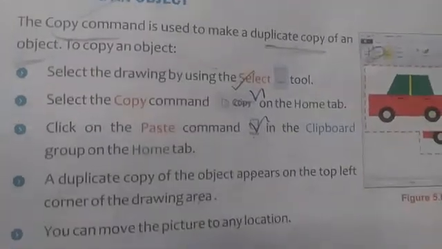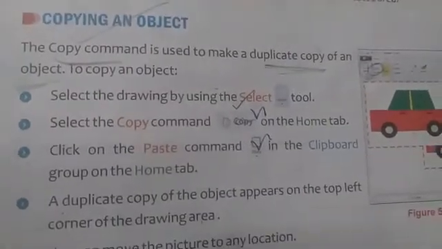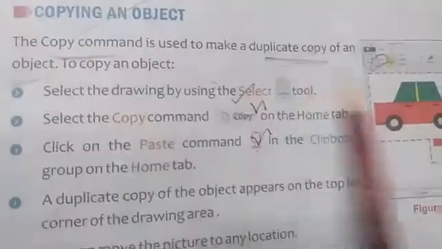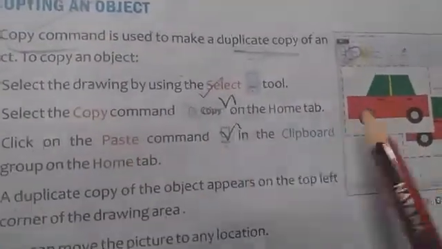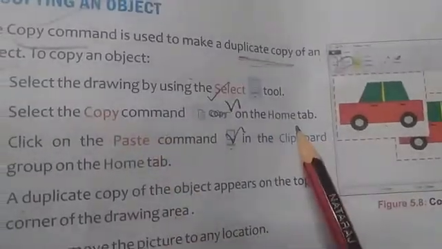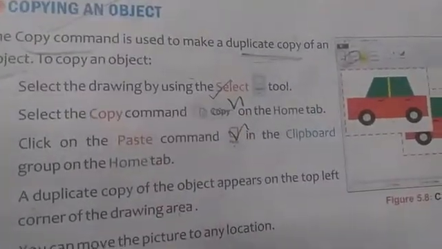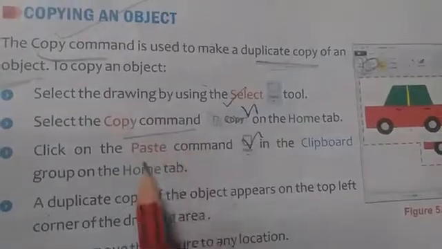So how to create a copy of an object? We have to follow steps. Firstly, we have to select the drawing. Yes, whose copy we want to create. After that we have to choose the copy command on the home tab, and then paste command we have to use. Firstly copy and then paste command.